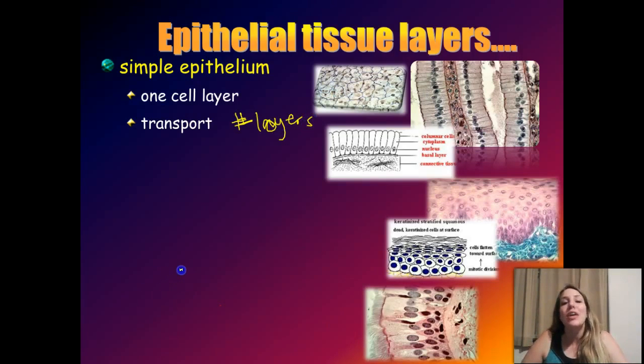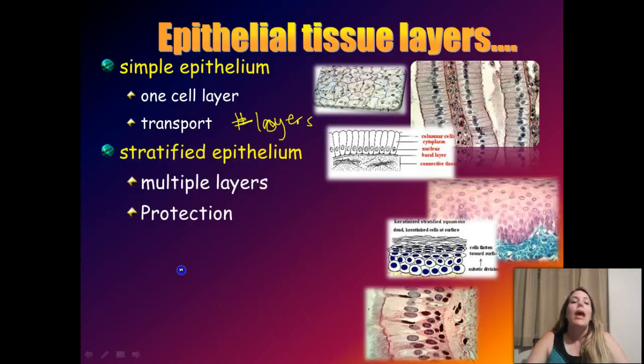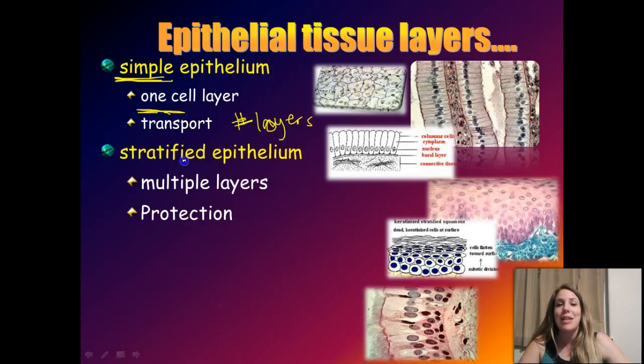And the other category is the shape. So talking about the layers specifically, you can basically break this down into two types. We have simple epithelium and we have stratified epithelium. So let's start with simple epithelium. Simple epithelium is very simple. It consists of just one layer of cells.